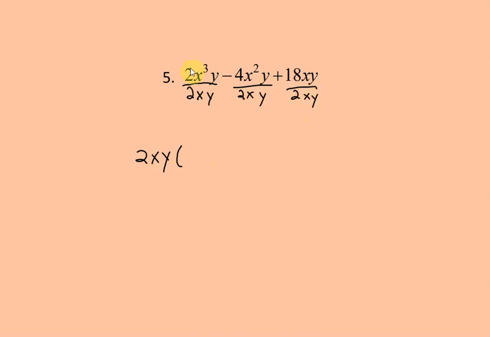All right, so in the first term, the 2's would cancel. We have a y on top and a y on the bottom, so the y's would cancel. So all that's left is x to the third divided by x. That means we're taking away one of the x's from the top, and that just leaves us with x squared.